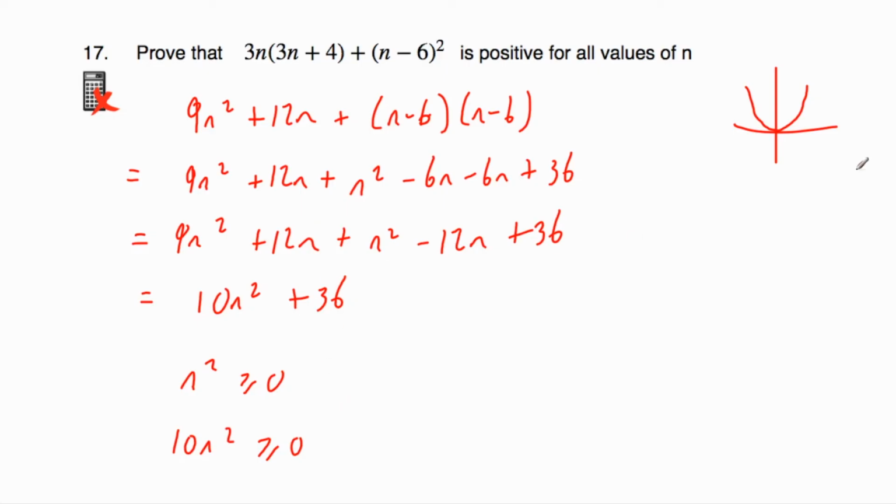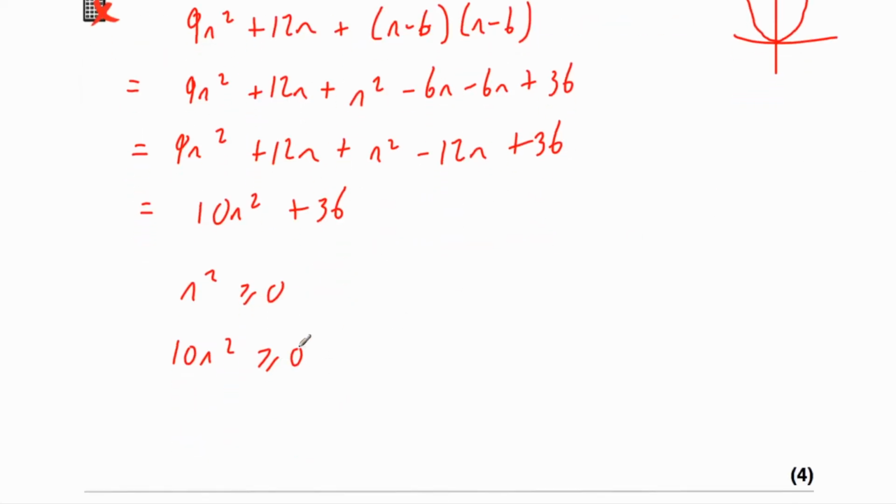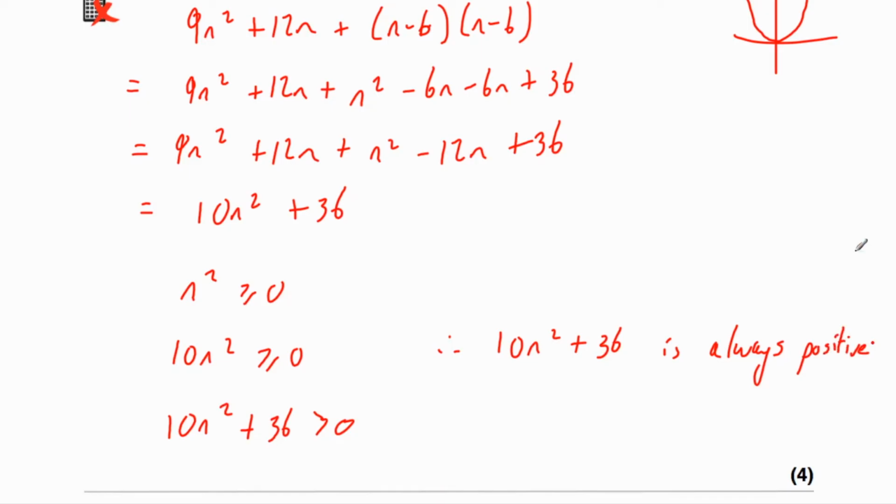Then we're going to add 36. So we had something that is bigger than or equal to 0. If you add 36 to it, that means that it can no longer be equal to 0. That means it must be positive. So that means that 10n squared plus 36 must be bigger than 0. So therefore, 10n squared plus 36 is always positive. And that's it. Okay, let's have a look at our next question.